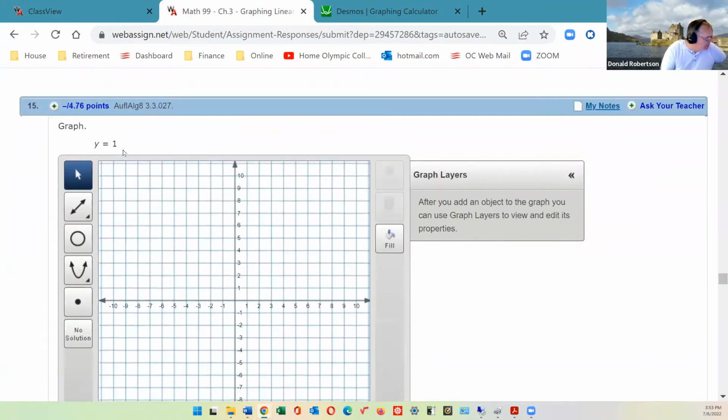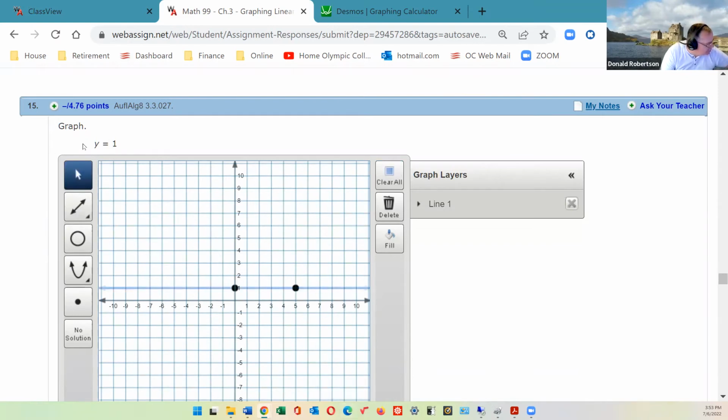Now, what about a special case, Y equals 1? There isn't any X in that. In fact, what you have to understand to do this one is to realize that y equals 1 is just all the points whose y coordinate is 1. So as long as I pick points whose y coordinate is 1, they will fit on this line. So how about 0, 1 and 5, 1?